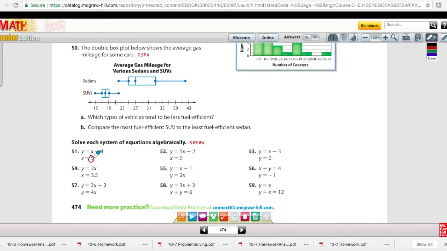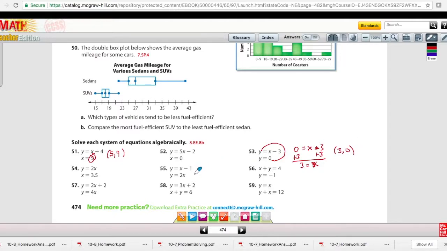If x equals 5, all we have to do is plug in 5 for x in the other equation, and 5 plus 4 is 9. So the solution to the system of equations is 5, 9. On 53, if y is equal to 0, we have 0 equals x minus 3. And so we add 3 to both sides to find out that x equals 3. The ordered pair, or the solution to the system of equations, is 3, 0.